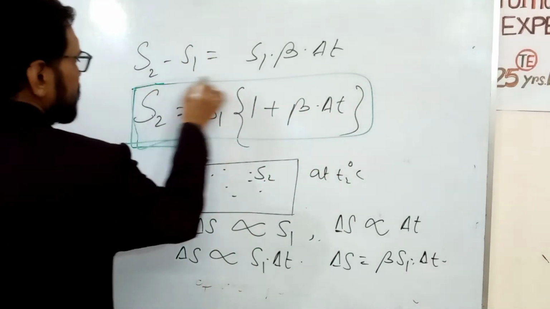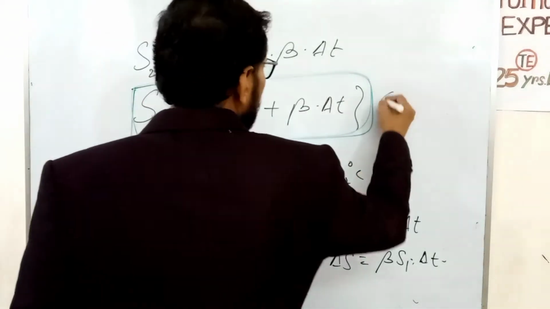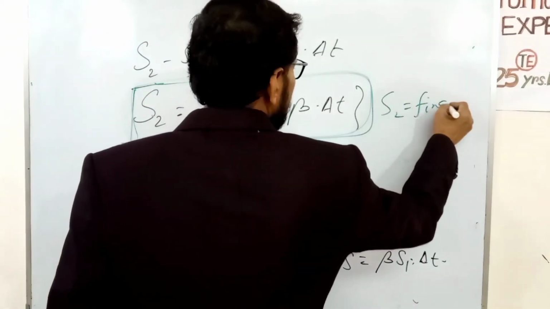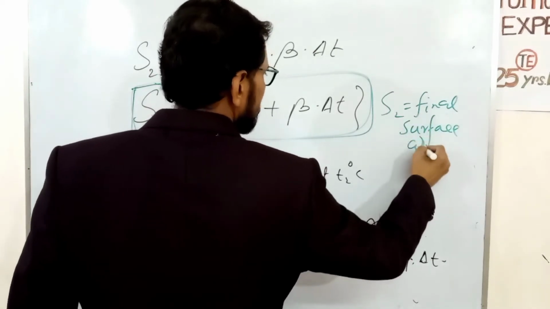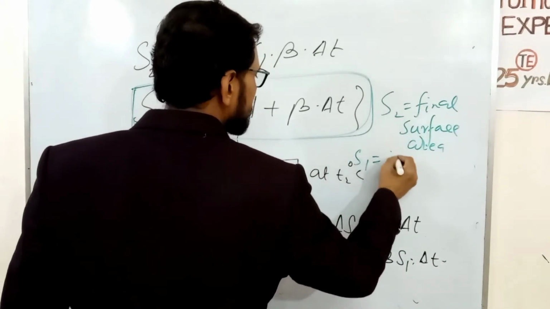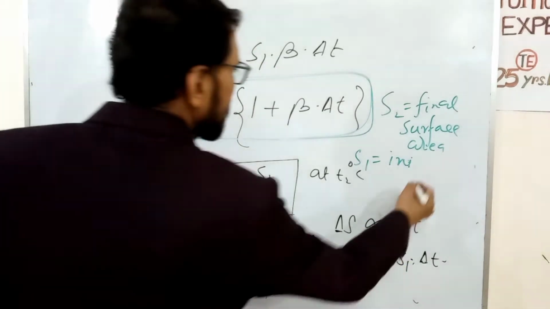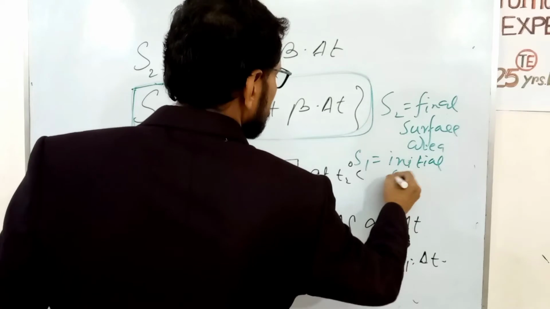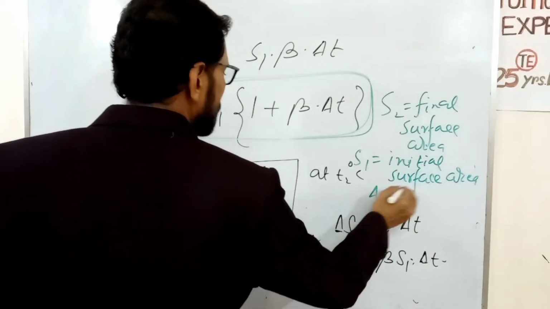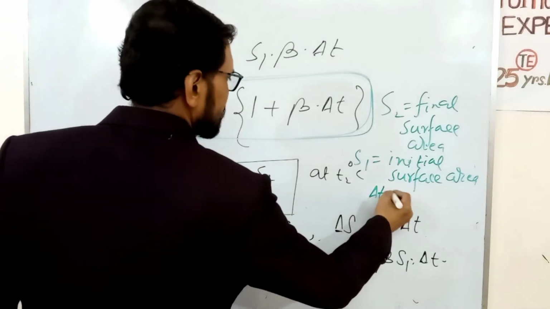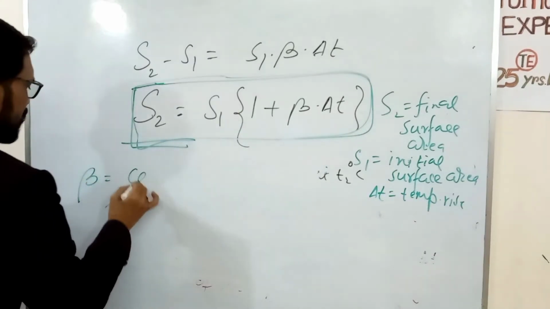So this is the formula of S2. S2 equal to final surface area. S1 equal to initial surface area and del T equal to temperature rise.